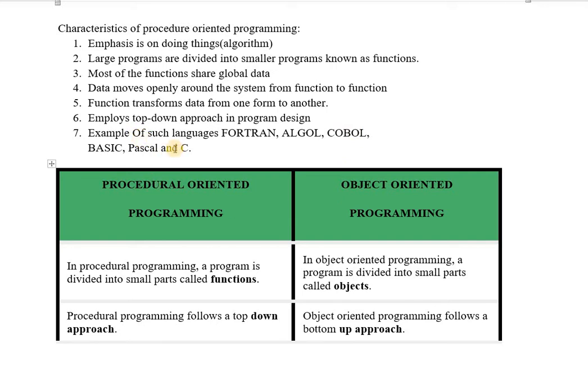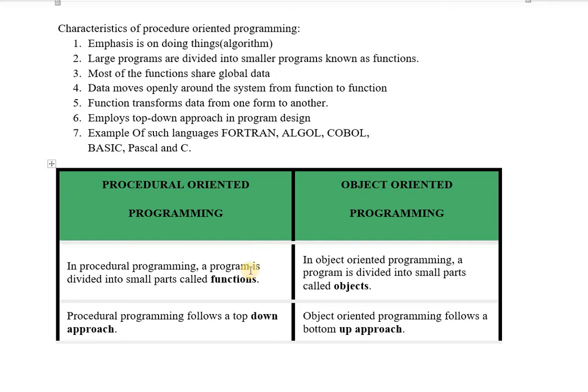So it basically employs top down approach in the program paradigm, and the examples of such languages are C, Fortran, Algol. So these languages are the earlier languages introduced before C language, Pascal, Basic. These are the example of your procedure oriented language.